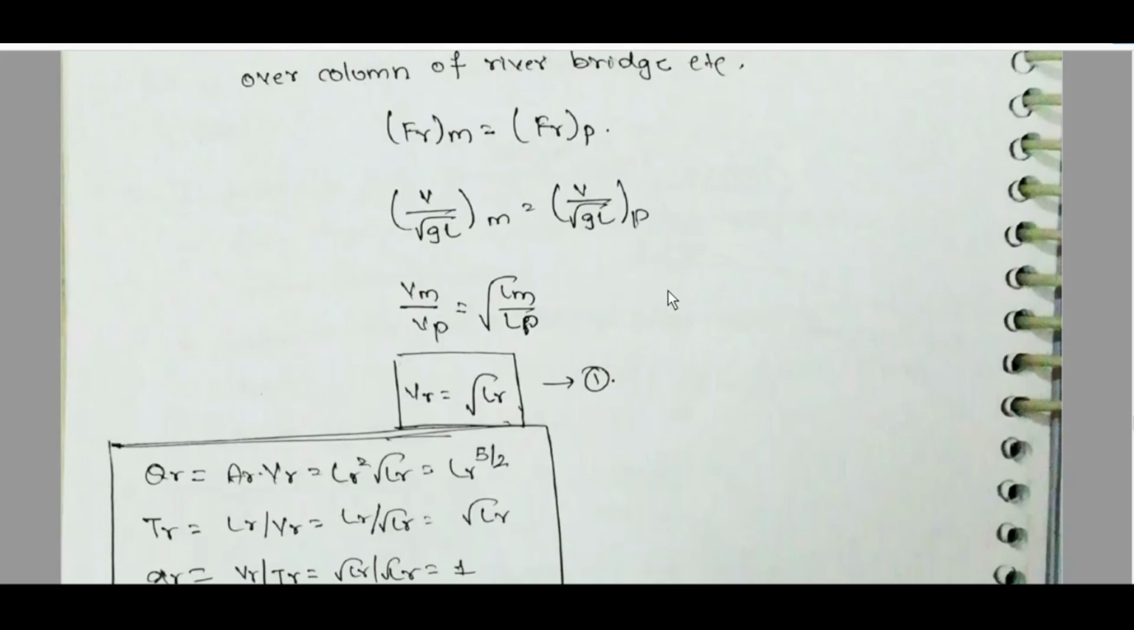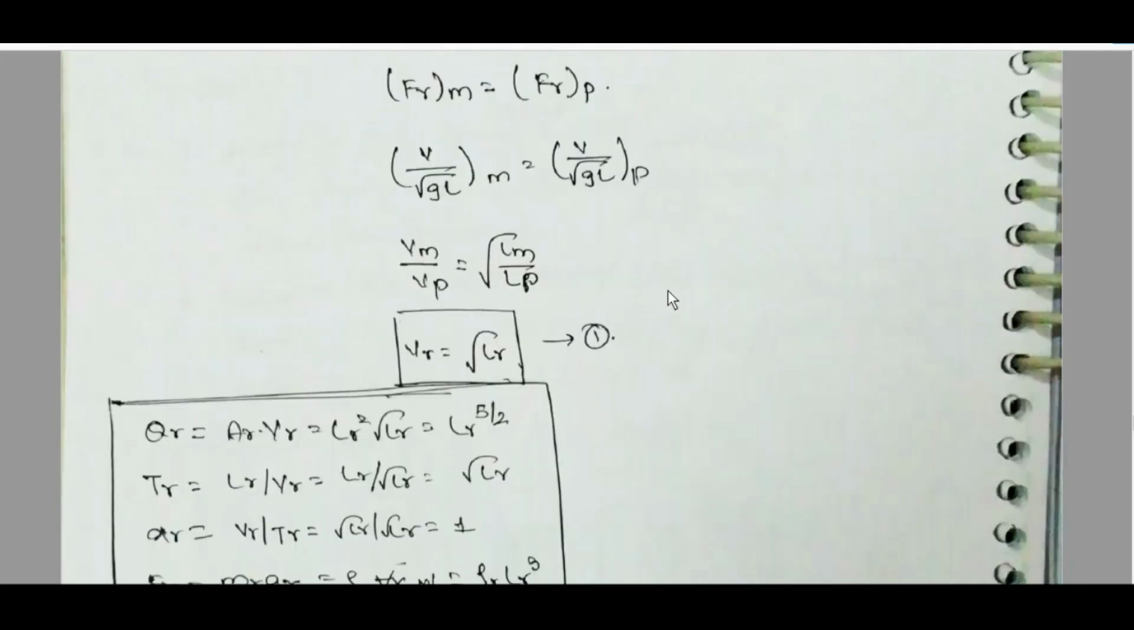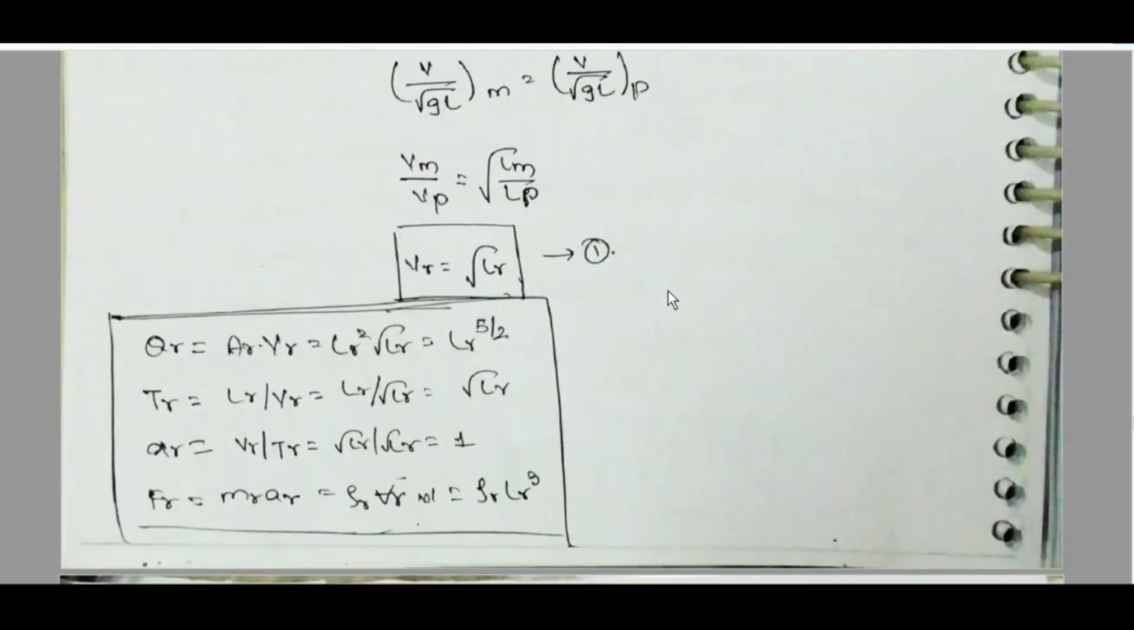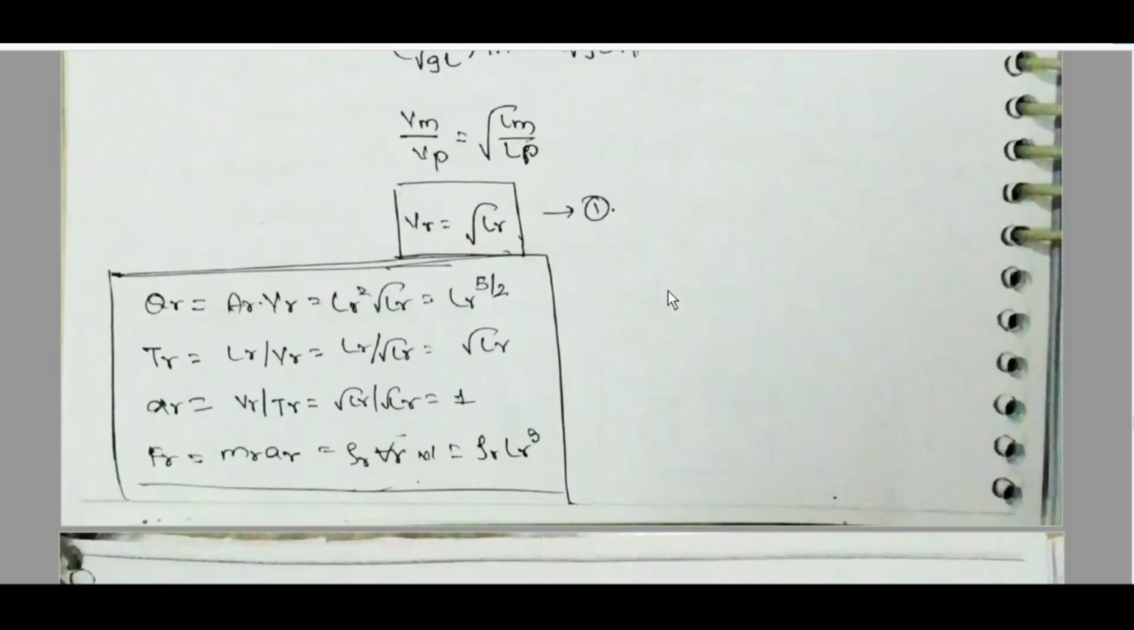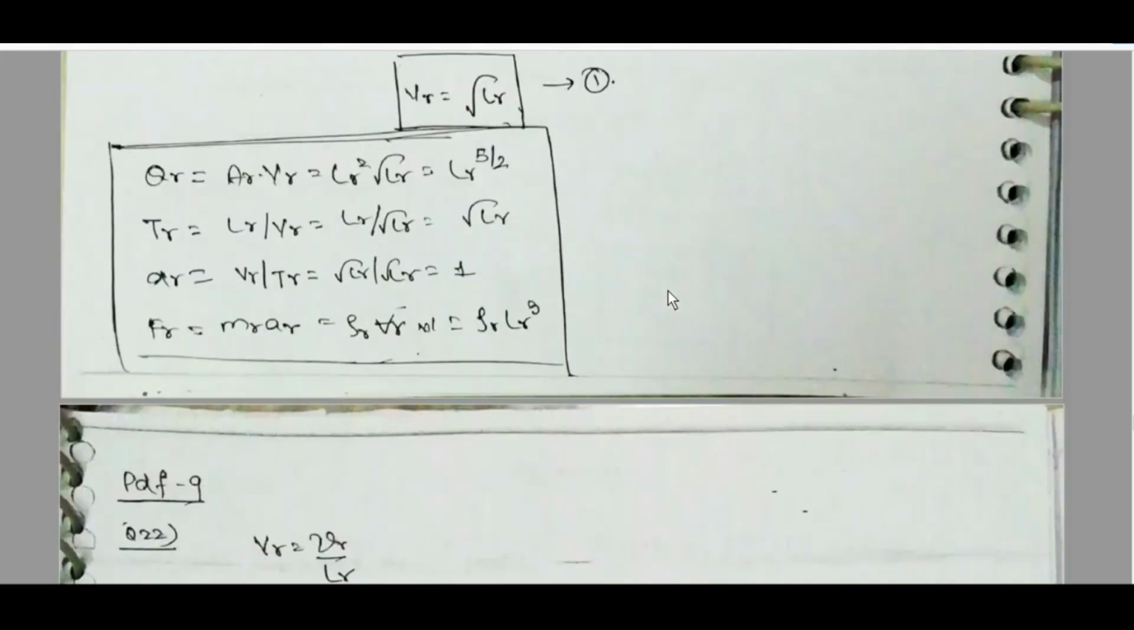FrM is equal to FrP, V by root GL. VM by root GL is equal to VP by root GL. VM by VP is equal to root of LM by LP. Vr is equal to root Lr. Q is equal to A into V, so Qr is equal to Lr square into root Lr is equal to Lr whole power 5 by 2. Tr is equal to Lr by Vr is equal to Lr by root Lr is equal to root Lr. Ar is equal to Vr by Tr is equal to root Lr by root Lr is equal to 1.